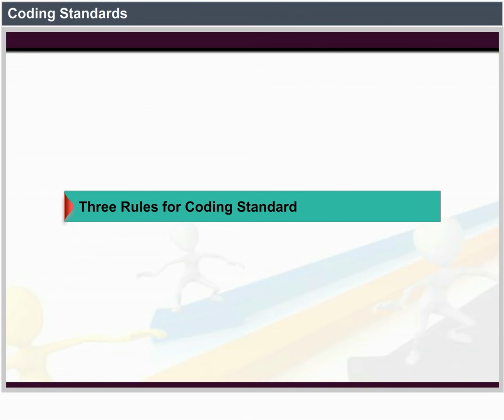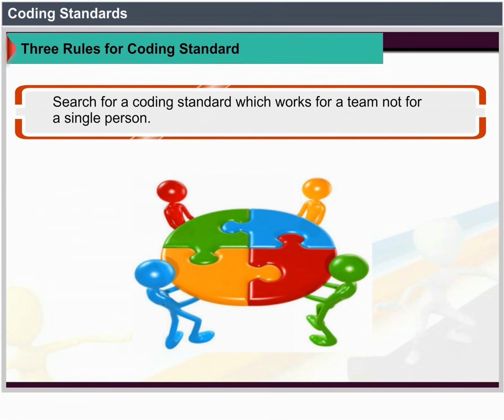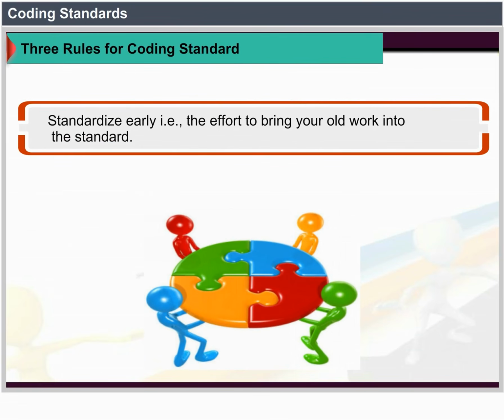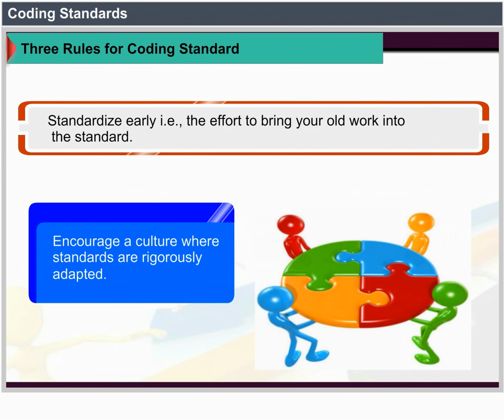Three rules for coding standards. Find a coding standard that works for a team, not for a single person. Standardize early, that is, make the effort to bring your old work into the standard. Encourage a culture where standards are followed.